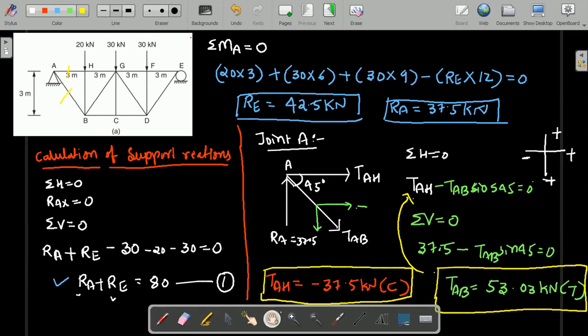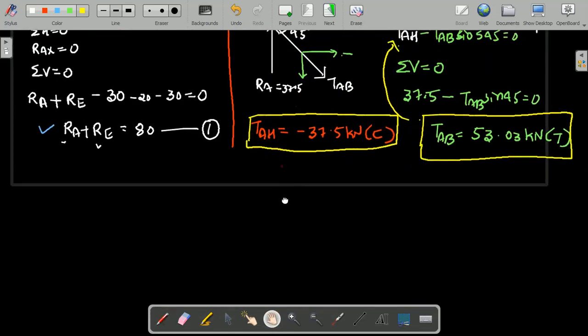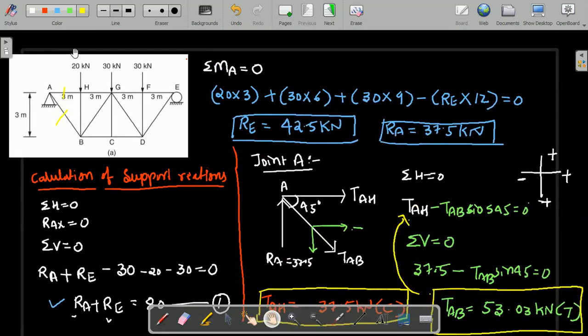Now you need to consider the next joint. How do we choose? The unknowns should be minimum. Just observe the figure. Suppose you consider joint B now, what happens? TAB is known, we have calculated it, but these three members are unknown: BC is unknown, BG is unknown and BH is unknown. But as per our theory, we want only two unknowns at the joint. So it is not possible to consider joint B.